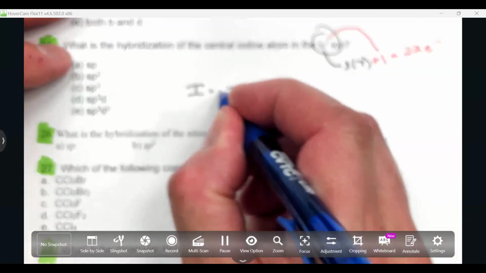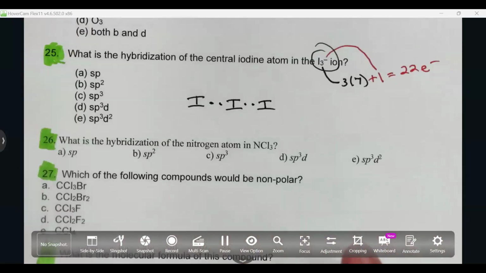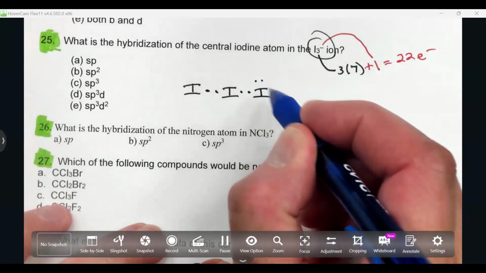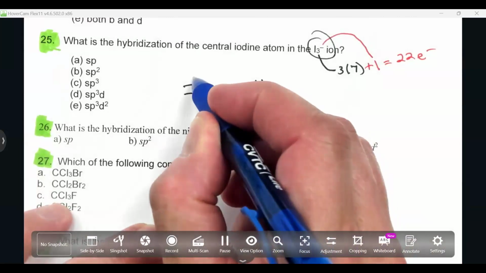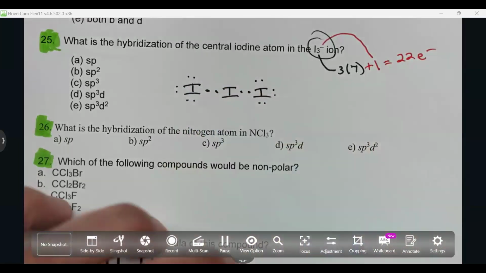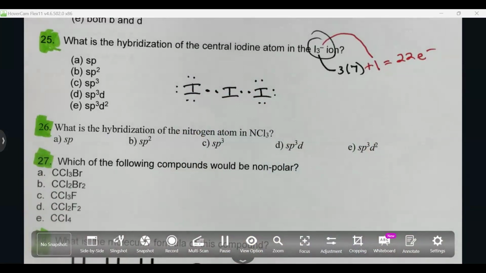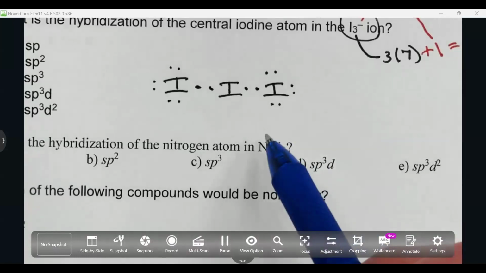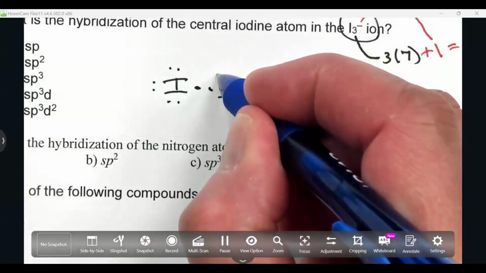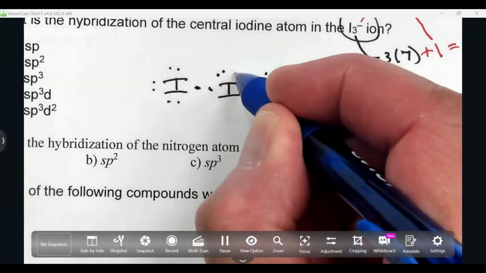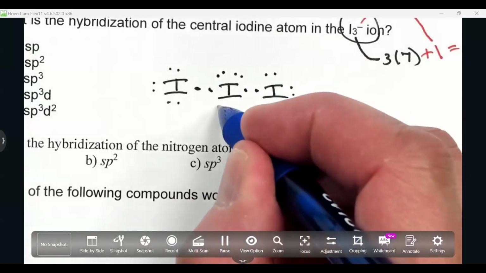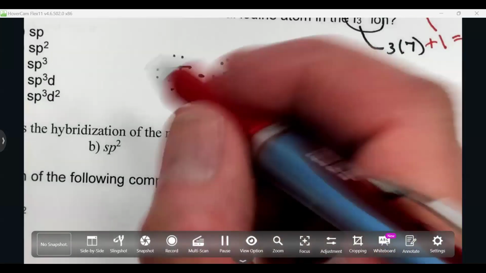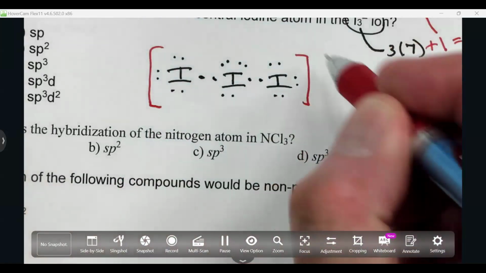First thing we need to do is this. Now we need to complete the octets on the terminal atoms. We can't do any double bonds with this. So that's 16 electrons, correct? So that's 16, 17, 18, 19, 20, 21, 22. And technically this would look like this.